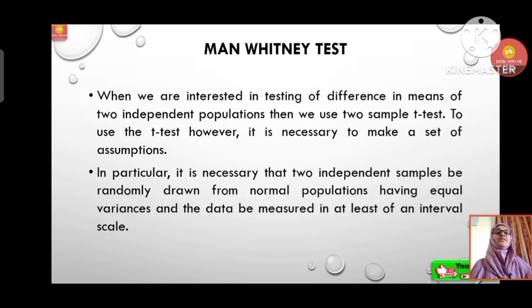Now, the Mann Whitney test. When we are interested in testing the difference in means of two independent populations, we use the two sample t-test. To use the t-test, however, it is necessary to make a set of assumptions. In particular, it is necessary that two independent samples be randomly drawn from normal populations having equal variances and the data be measured in at least an interval scale.